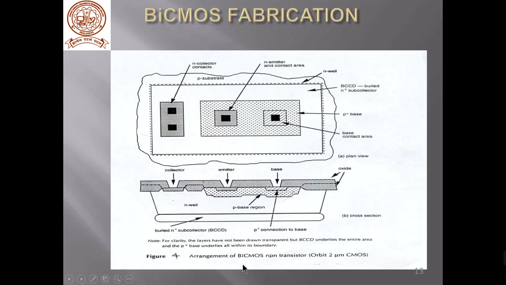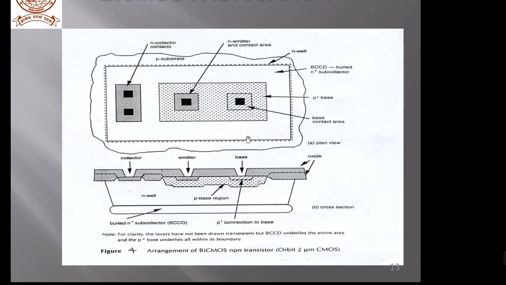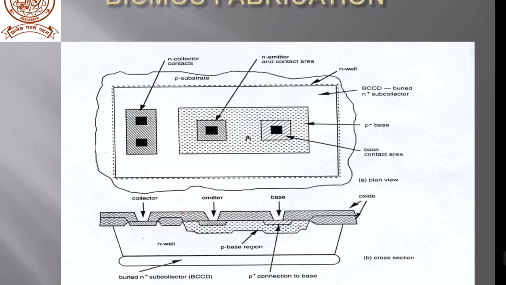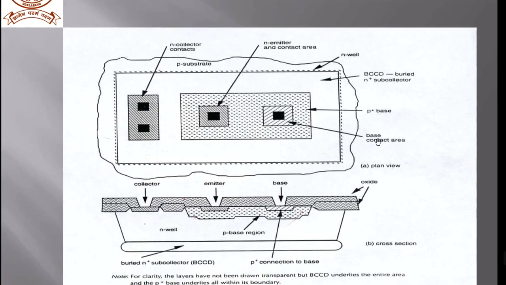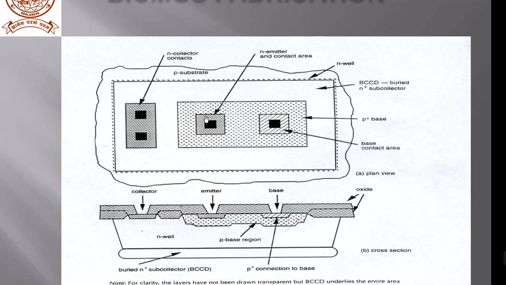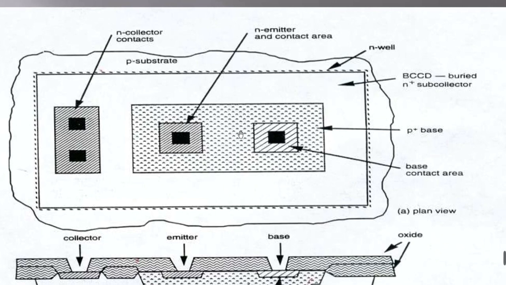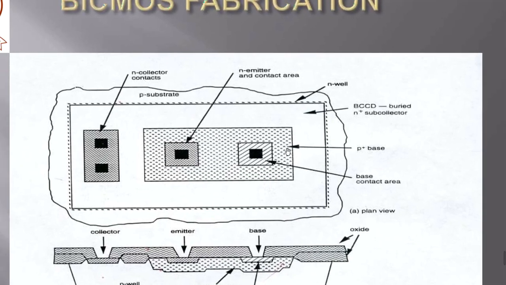And this is the BiCMOS fabrication process. Simply we can observe the bipolar transistor in two views: the plan view, that is the top view, and the cross-sectional view. Here we are using the well process, that is, an N well, and this is a P substrate we are using over here.